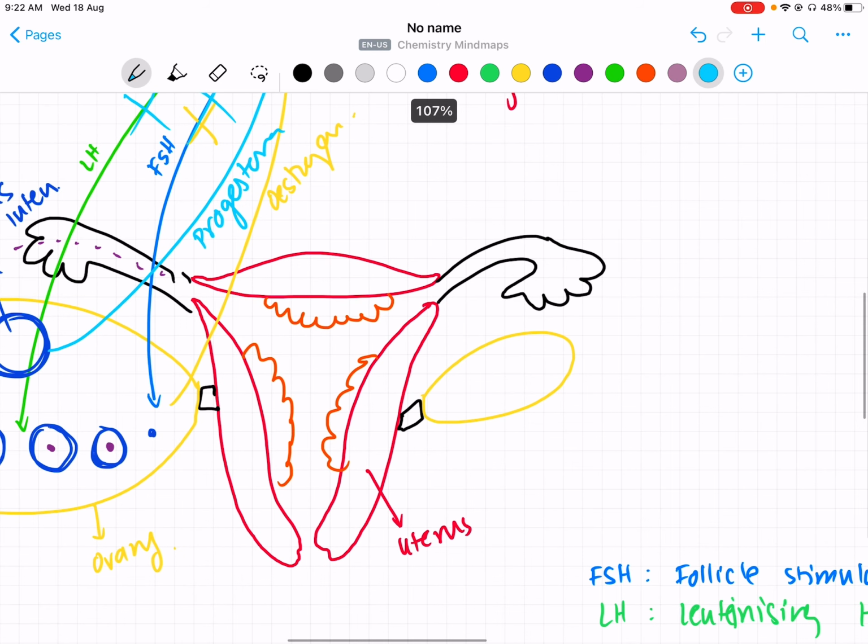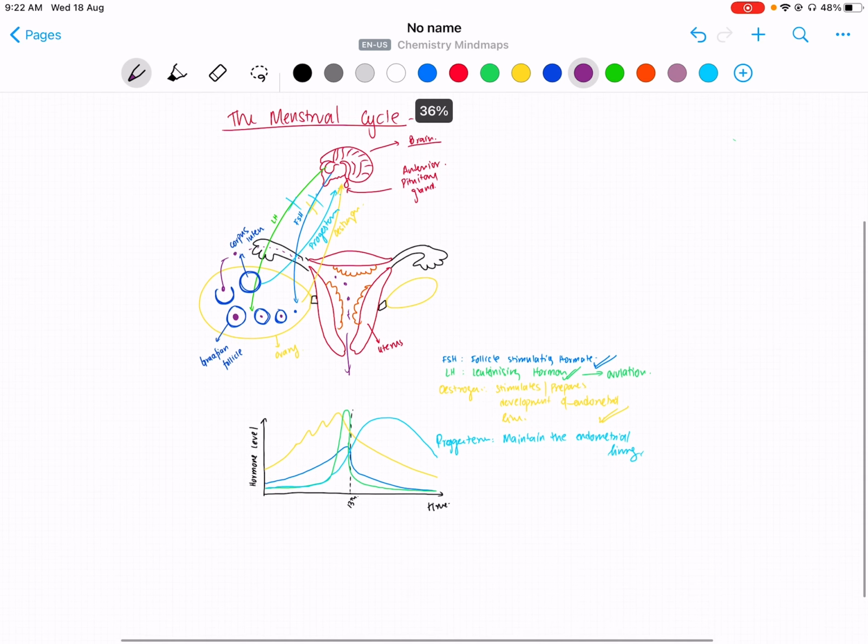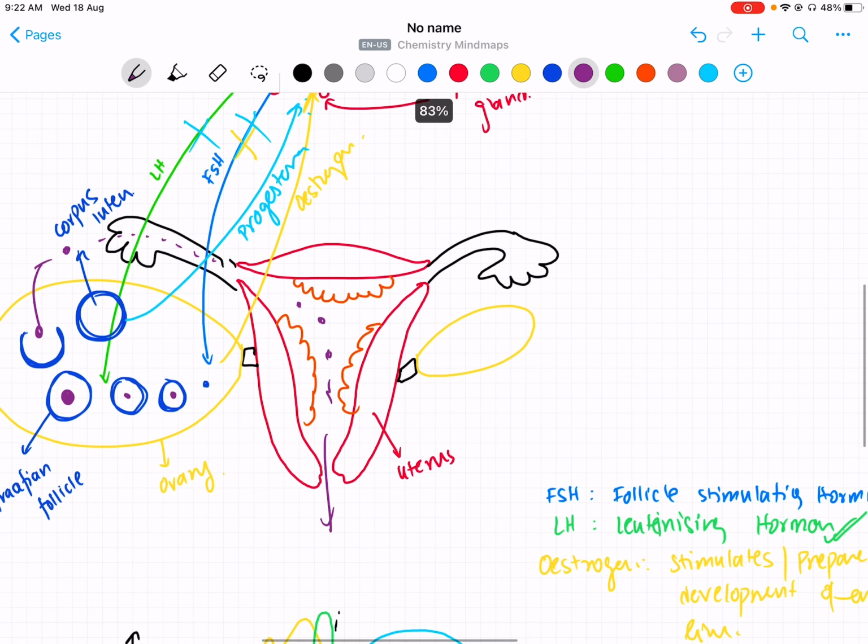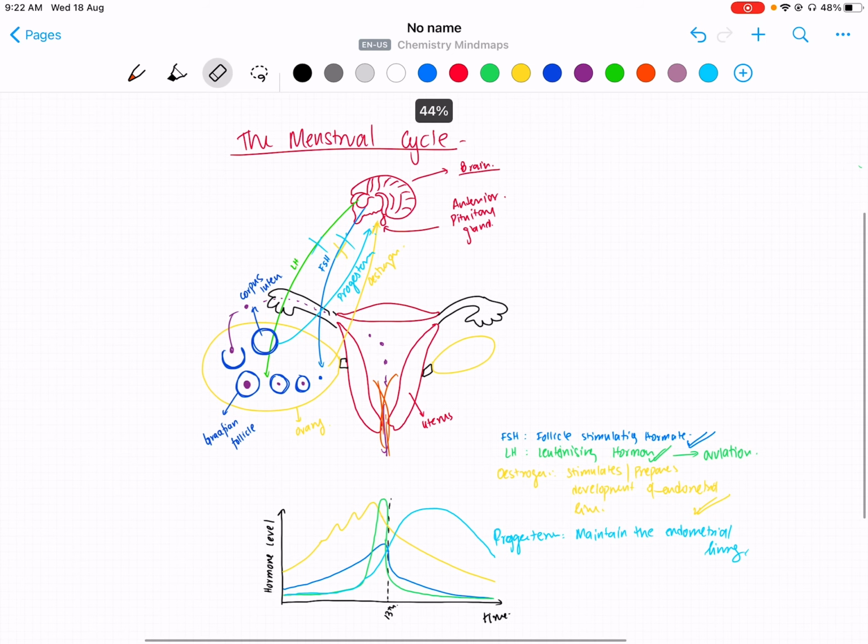It decreases because fertilization didn't take place. So this egg would just go and leave with the endometrial lining, and then that's no more. I mean, the uterus is there, but the endometrial lining leaves. Here we are. That's it.